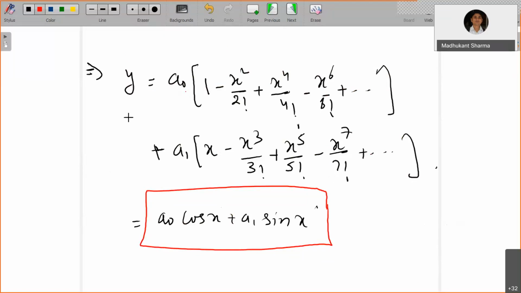Okay, so this will give you the power series solution of the given ODE. Here it was easy to recognize what it represents. So let's now look at the case where you may or may not be able to recognize the things.